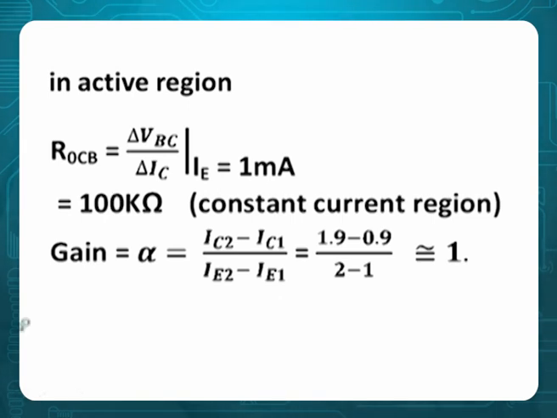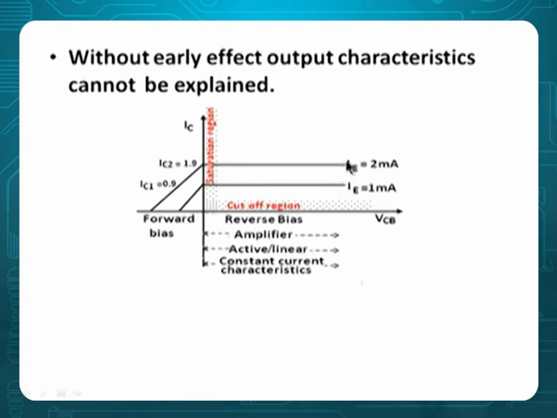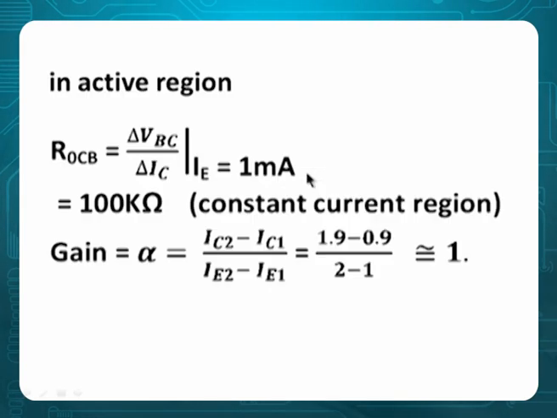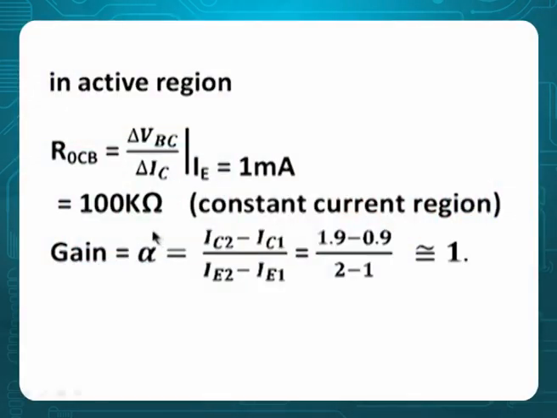And what about current gain here? Current gain you can calculate as IC2 minus IC1 by IE2 minus IE1. If you observe these characteristics, 1.9 minus 0.9 by 2 minus 1, and that is approximately 1. That's why current gain is very small, less than or equal to 1. I know everybody is talking about voltage gain being less than or equal to 1 in common collector, but you should also know that current gain is less than or equal to 1 in common base. And this can actually be called HFB, because it is forward current gain.